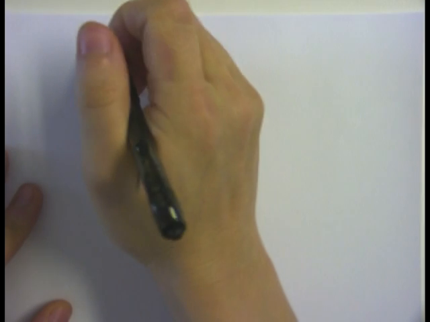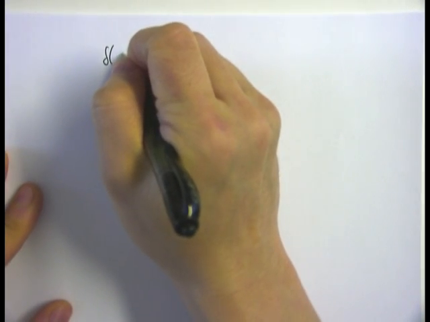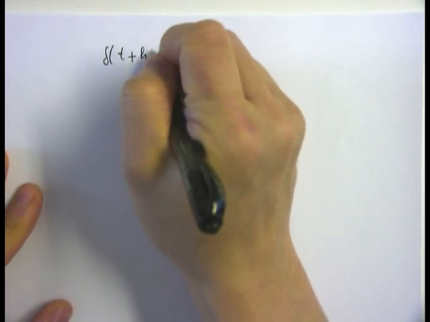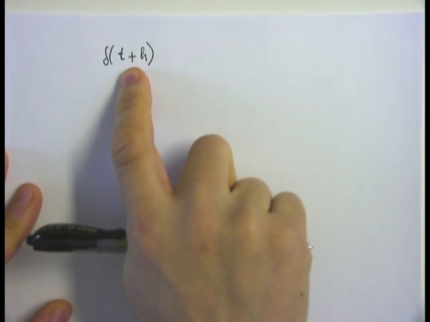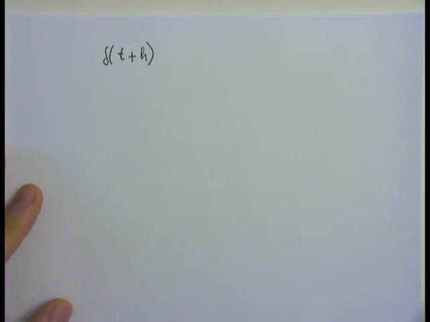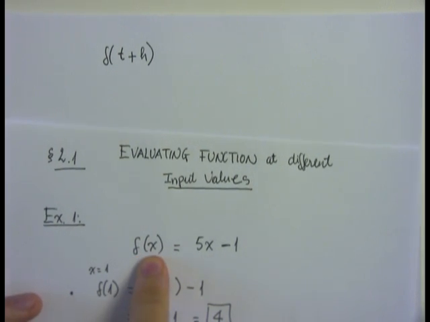Same function, f of x. What about we do t plus h? Once again, t plus h is a new quantity that I substitute for x. If you look back at the function f, it takes the input x, for whatever x values can be, and what the function f does to the input is multiply the input by 5 and subtract 1.